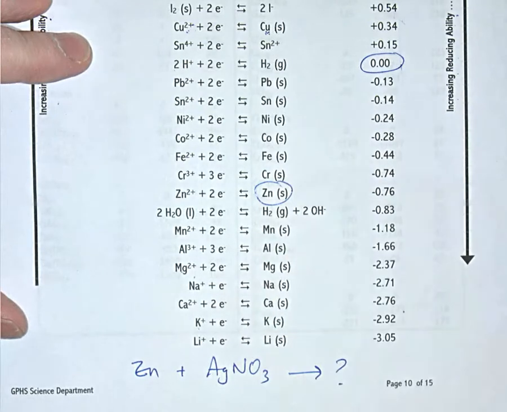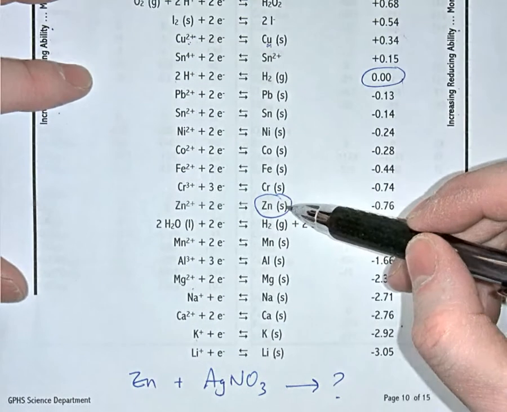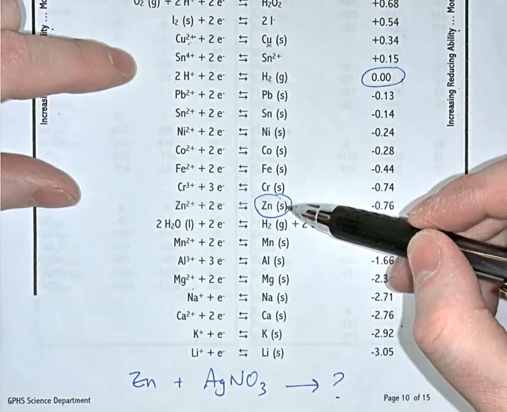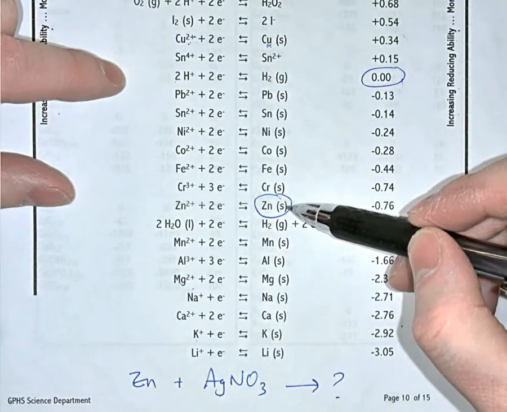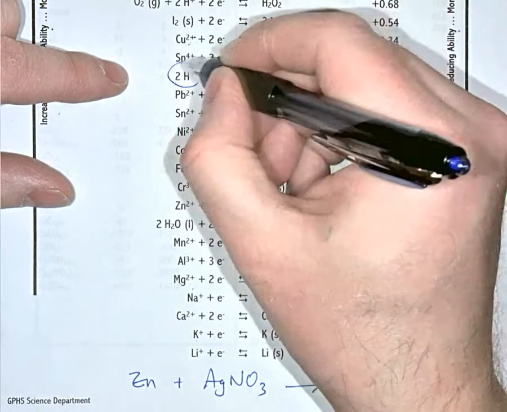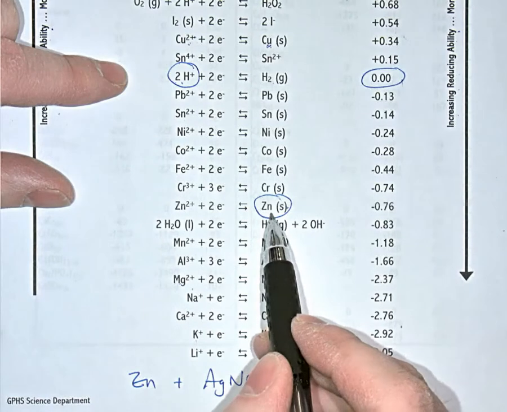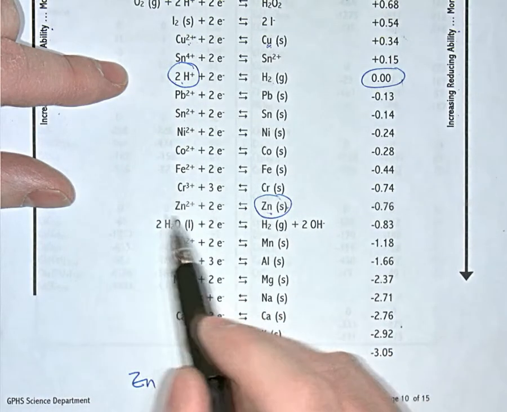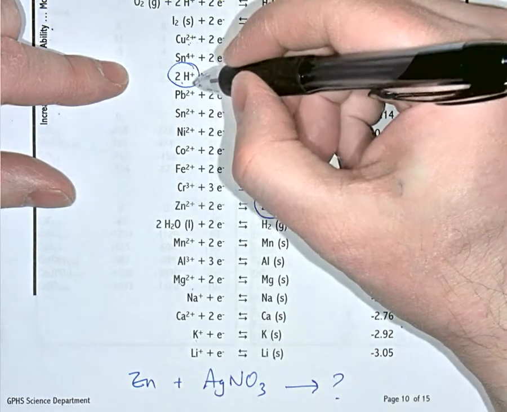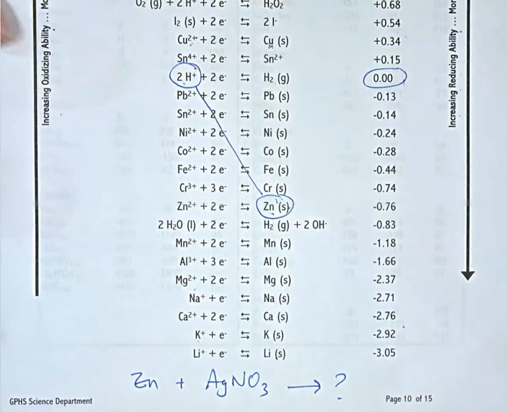Zinc metal is right here, Zn solid. Now I know from experience that zinc metal will react with acid. If I put it in acid, it dissolves and you get hydrogen gas produced. The hydrogen gas is coming from hydrogen ions being reduced, and the zinc metal, as it reacts, dissolves and produces zinc 2+. So this reaction between zinc and hydrogen ions in the acid, I know from everyday experience, is a spontaneous process.